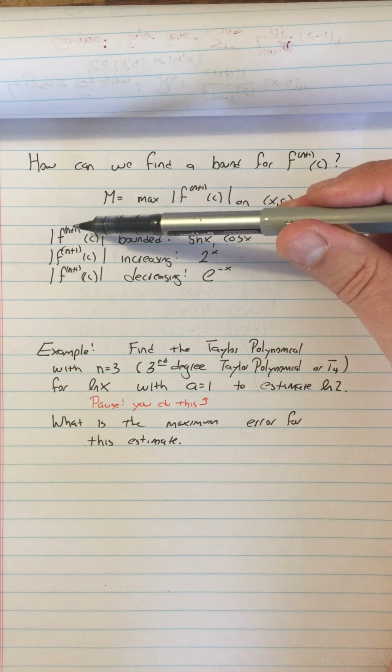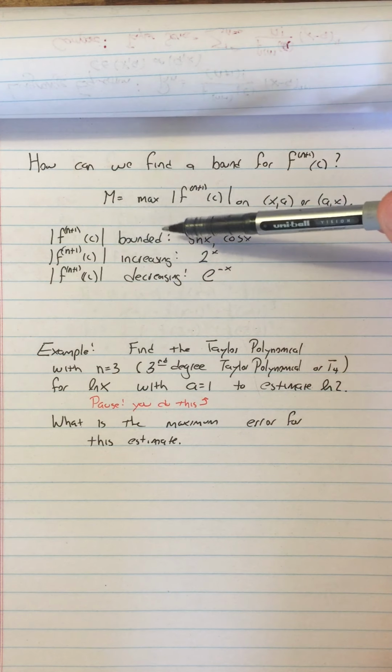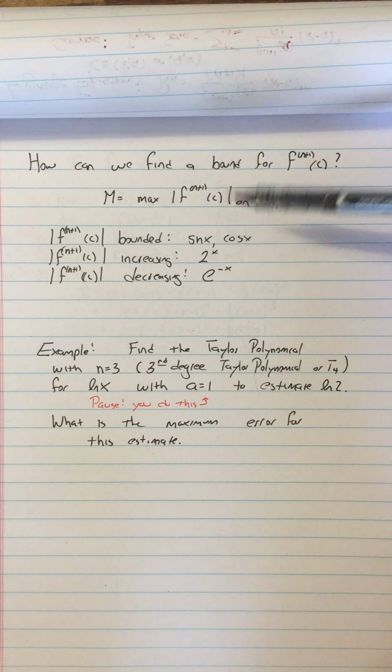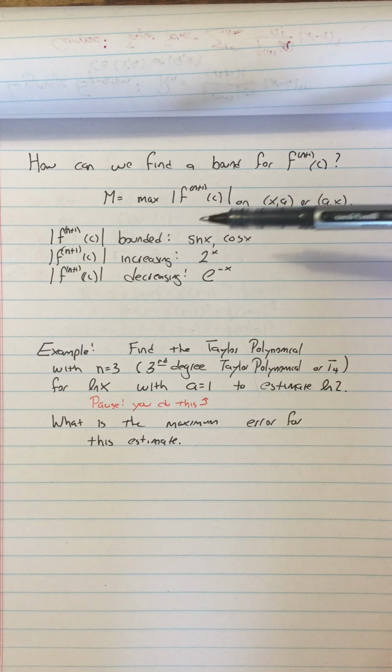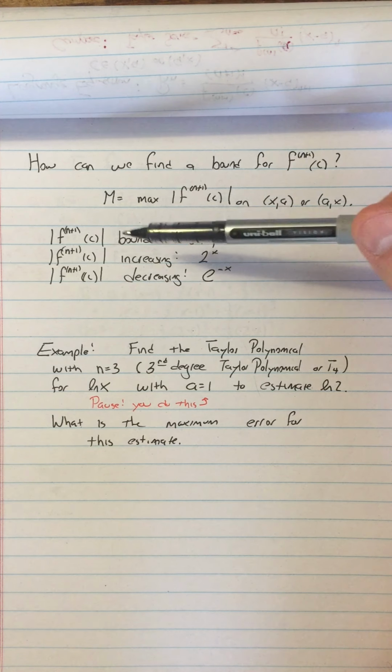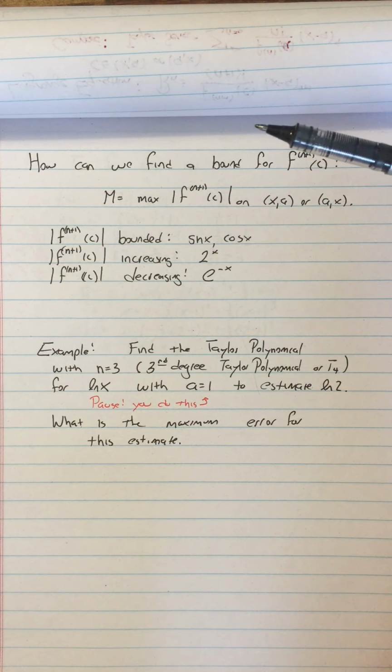Either your absolute value of that n plus first derivative is bounded, like sine and cosine. No matter how many derivatives of sine or cosine we do, it's always going to be sine or cosine, positive or negative. The absolute value will take care of the positive or negative. What we get is going to be less than or equal to 1.